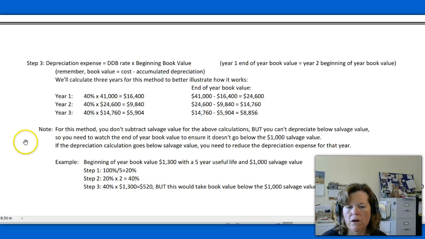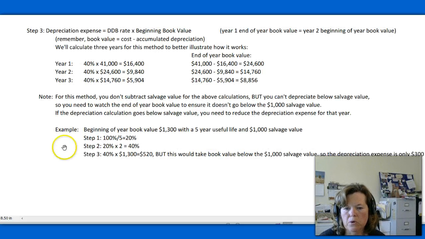A couple of notes on double declining. For this method, you don't subtract salvage value for the above calculations. You notice we're starting off with the book value, which is 41,000. We haven't adjusted for salvage. But you can't depreciate below salvage. So you have to keep an eye so you don't depreciate too much. You need to watch the end of the year book value to ensure it doesn't go below the 1,000 salvage. If the depreciation calculation goes below salvage, you need to reduce the depreciation expense for that year.